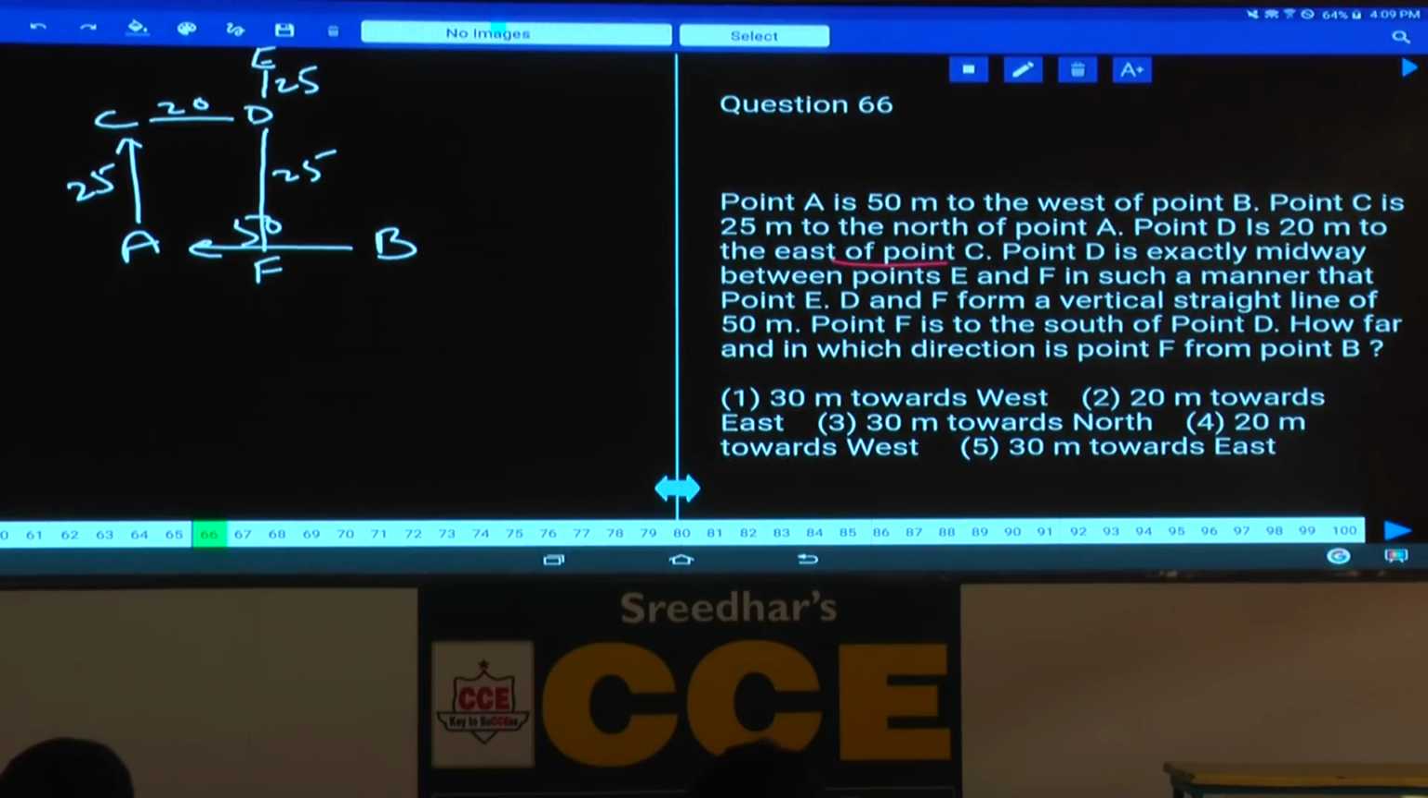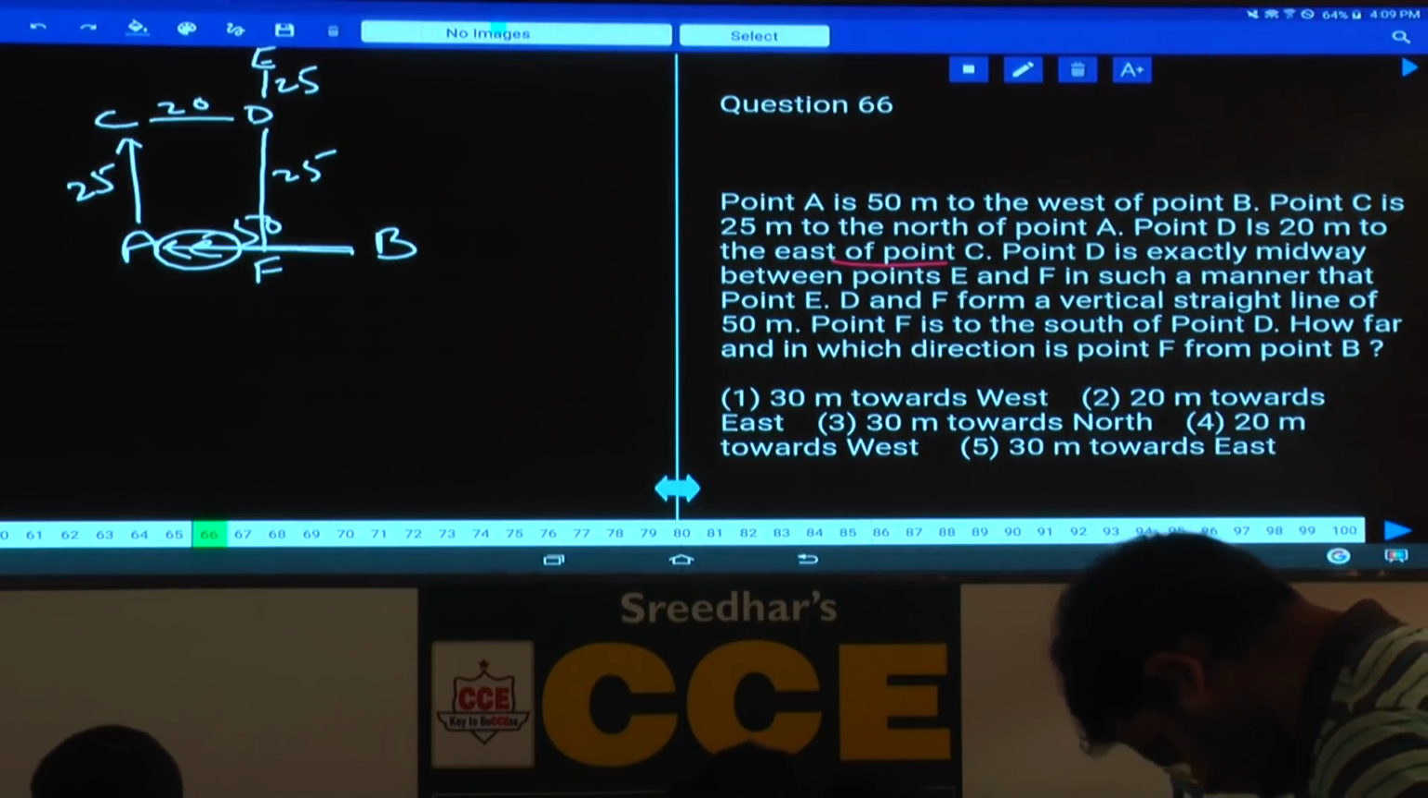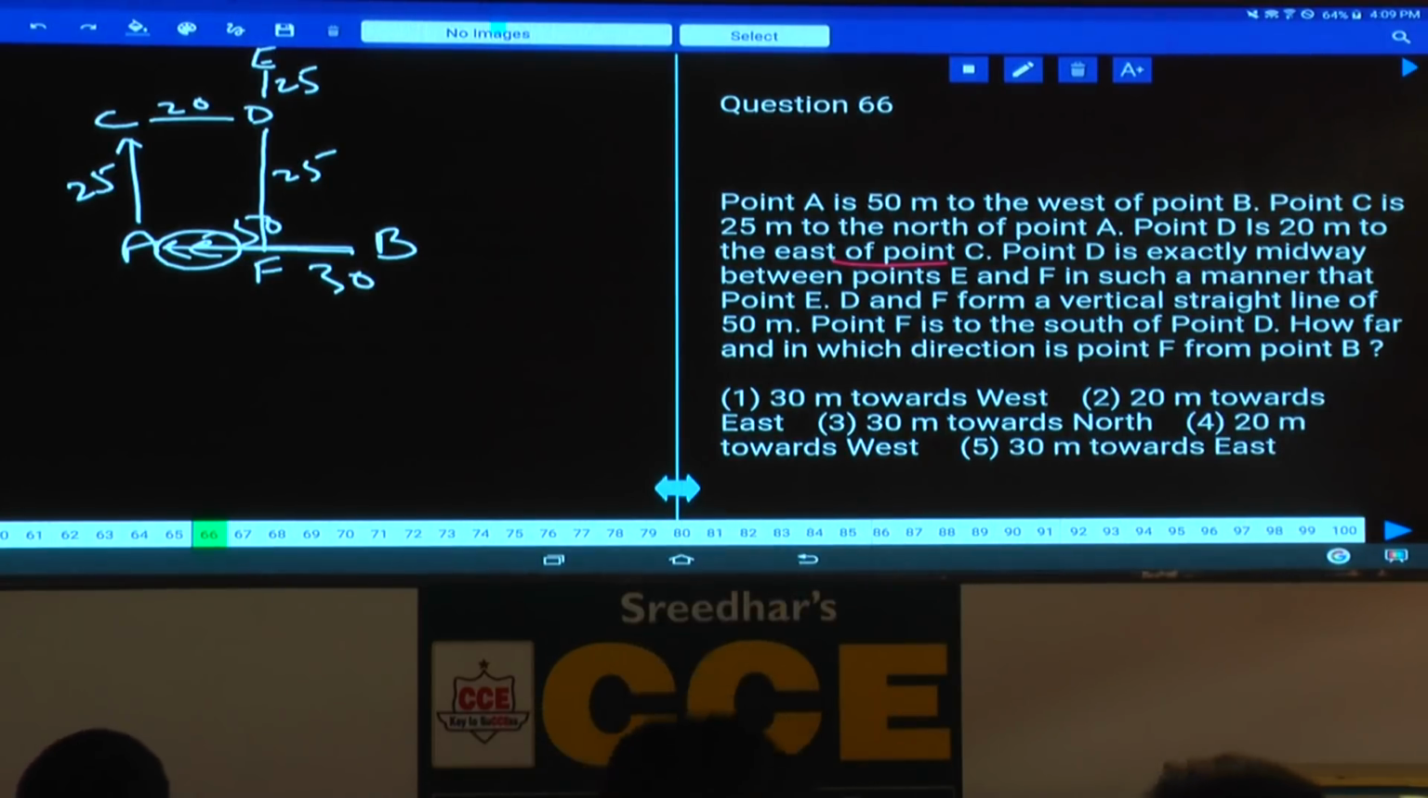Then, how far and in which direction is point F from point B? The total distance is 50 meters, out of which this is 20, and the remaining will be 30 meters. Now this F is 30 meters to the west of B. It is given in choice 1. Clear now?